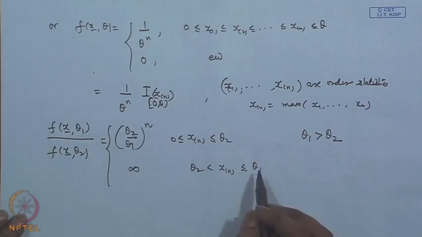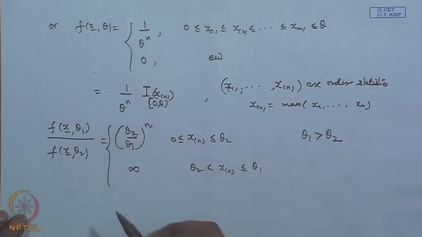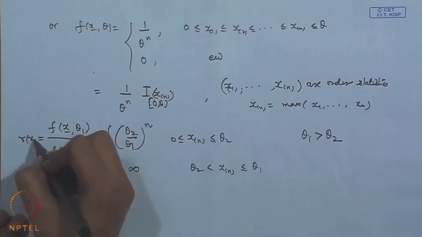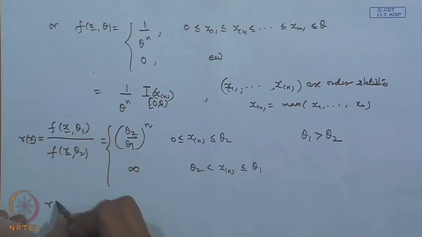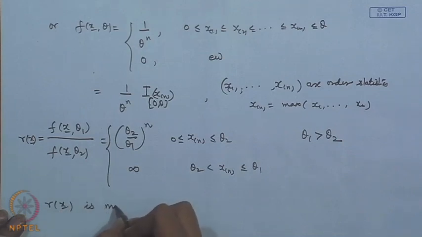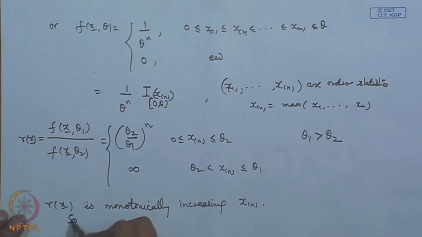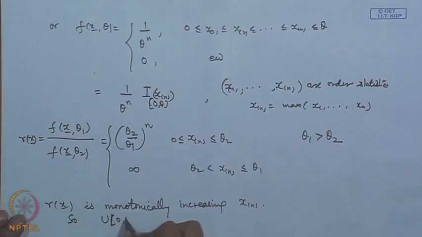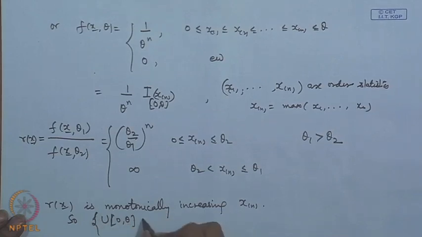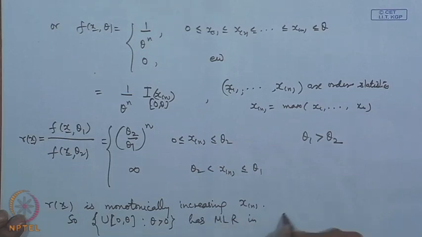Now, if x n is greater than theta 1, then of course, both the densities are 0 and we do not have to write that region. So, what we are observing is this likelihood ratio R x is monotonically increasing in x n. So, we can say this family of uniform distributions has monotone likelihood ratio in theta and x n. This is our T x.